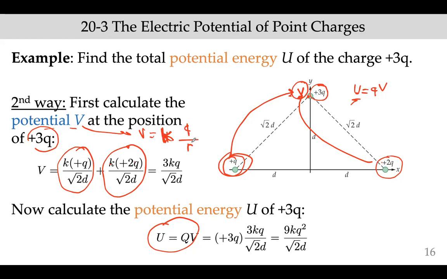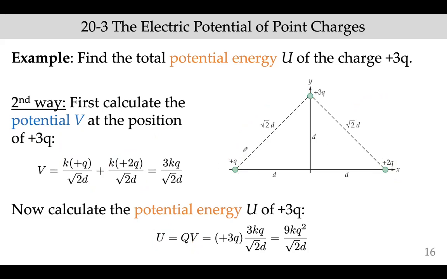Notice that we don't mention this 3Q, because when you calculate potential, you have only one Q. So when you calculate potential at this point, you are not interested in 3Q. You're just interested in calculating the potential from plus Q and plus 2Q at this point. And that potential is this. So now we know V at this point, which is this value.